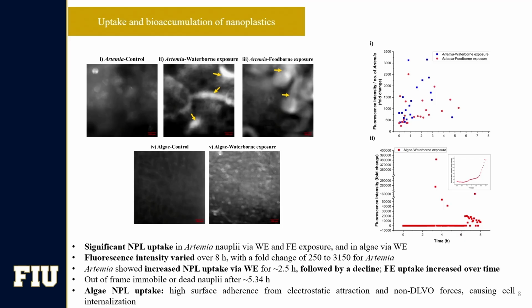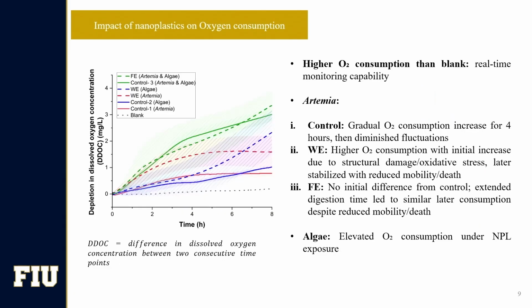Then we have waterborne exposure and foodborne exposure, and the foodborne is through the algae: algae control and algae waterborne exposure. You can see that all of them took up the nanoplastics they were exposed to, and we had significant differences between the waterborne and foodborne exposure. So we thought that was pretty cool and interesting. And then we also measured the dissolved oxygen, and we saw differences as well between whether they were foodborne or waterborne exposure.